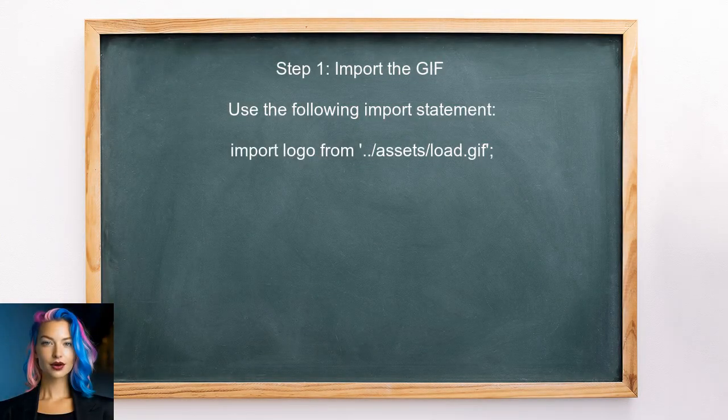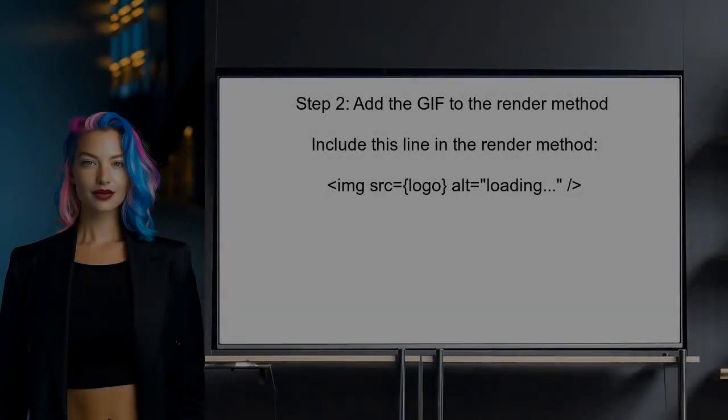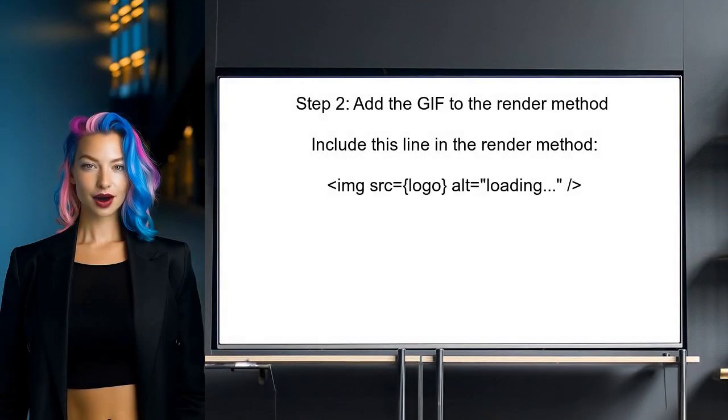To begin, the user should ensure that they have the animated GIF imported correctly in their React component. They can do this by using a simple import statement at the top of their file. Next, the user needs to add the GIF to their render method. This is done by including an image tag with the source set to the imported logo.